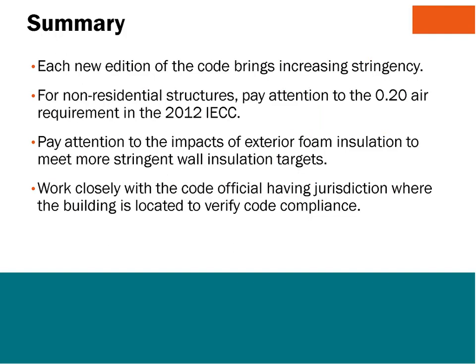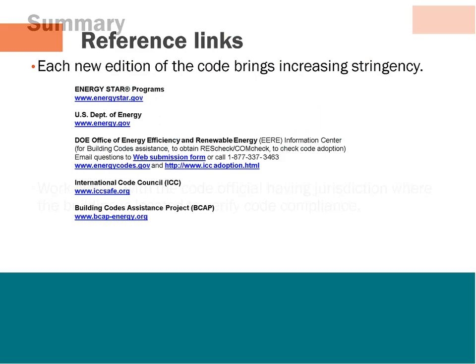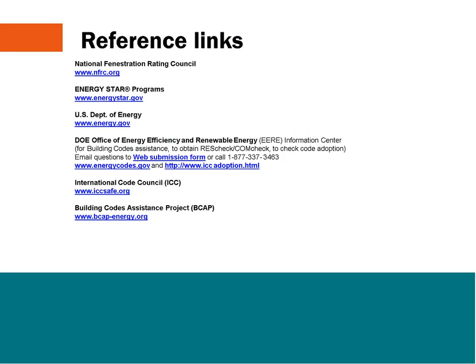So in summary, each of the new additions to codes brings increasing stringency. For non-residential structures, you need to pay attention to the 0.20 air requirement that's established in the 2012 IECC. Pay attention to the impact of exterior foam insulation to meet more stringent wall insulation targets. And most importantly, work closely with your local code official who has jurisdiction where the building is located to verify your code compliance. Here are some of the references to the websites where this information can all be found.